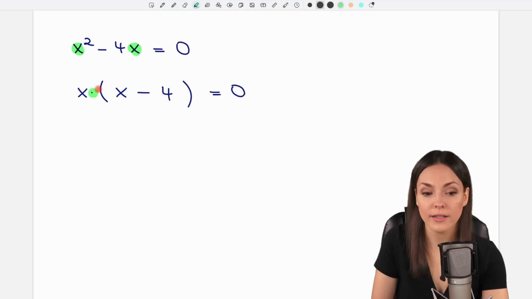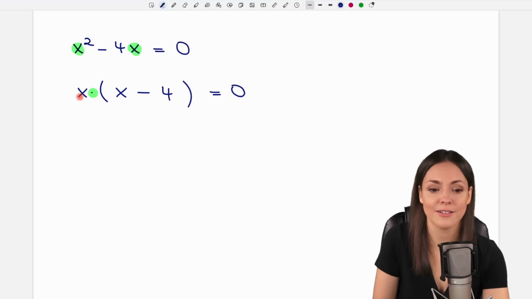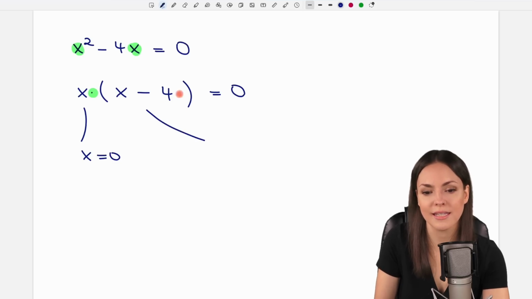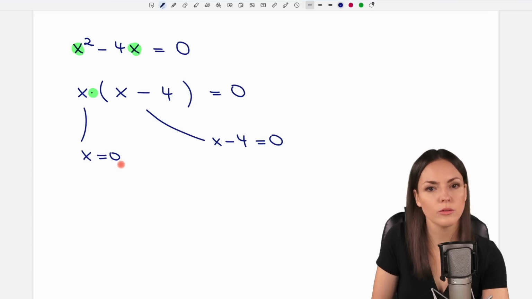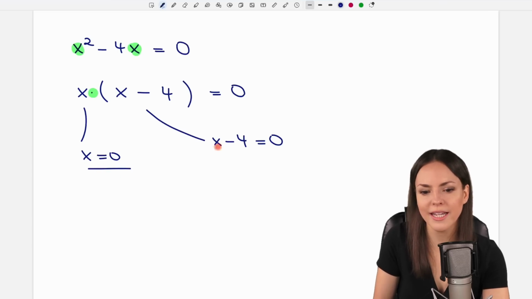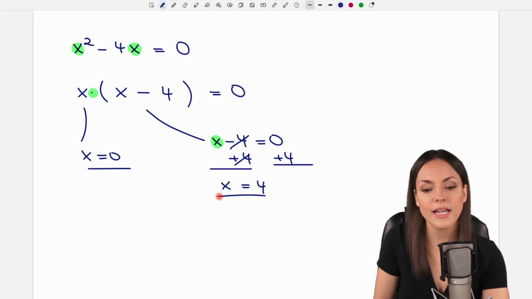Now we have a product on the left side. This times this equals 0. This is only possible if either the first part of my product equals 0, so my x equals 0, or these parentheses equal 0, so x minus 4 equals 0. x equals 0. Okay, this is a solution already. And here I want to solve for x, so I add 4 on both sides of the equation. So I have my x here. This cancels out. On the other side, I have a 4, and I have a second solution.